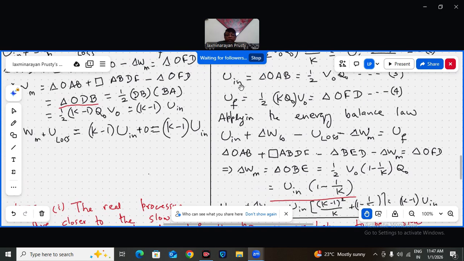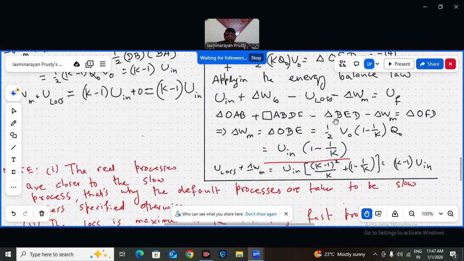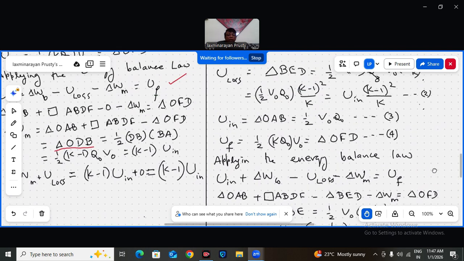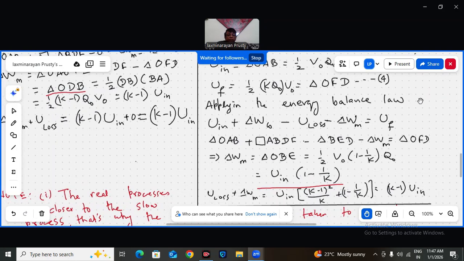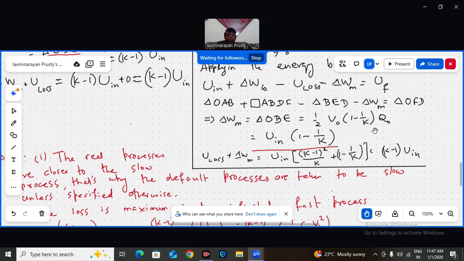So that is U loss, and if I add this U loss and this delta Wm, you will get this term here plus this term here. I am adding, taking U in common. This addition will be simply K minus 1. Just check that. Okay, it will be simply K minus 1.